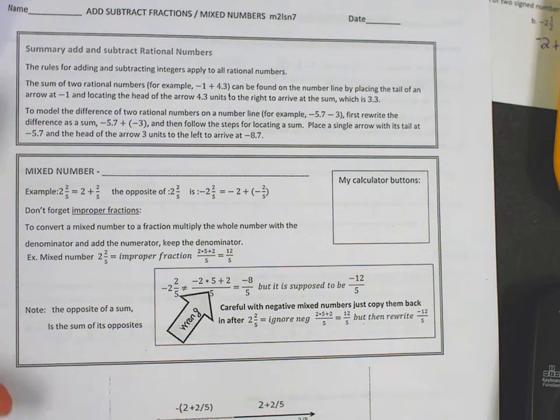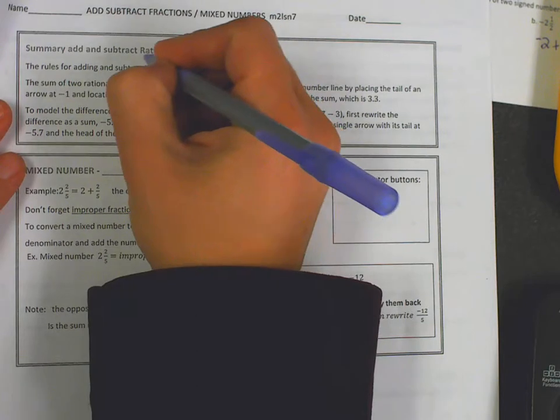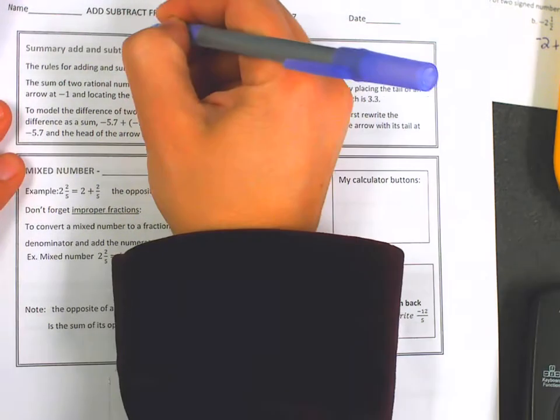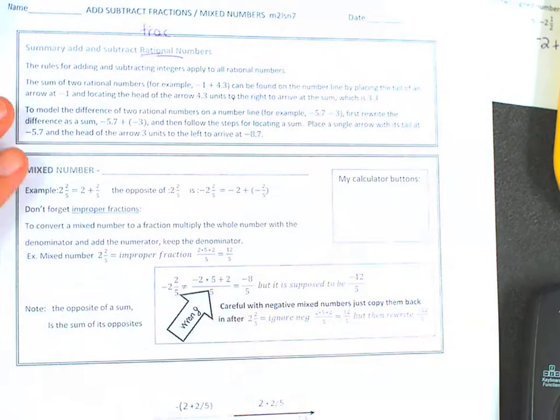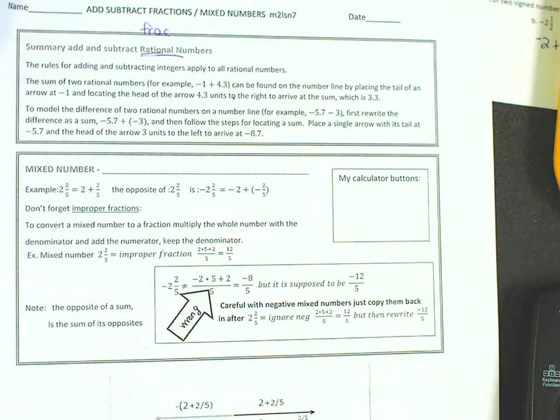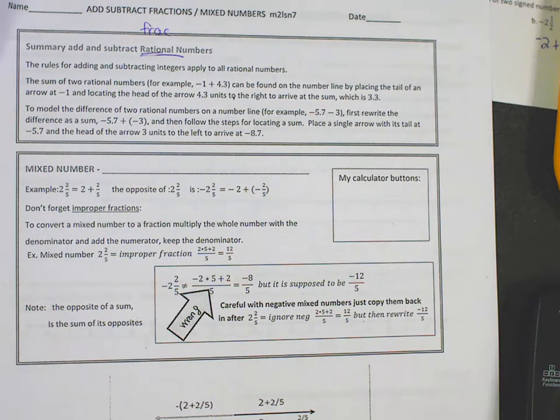Summary, adding and subtracting rational numbers. Rational numbers, remember, are numbers that can be written as a fraction. A decimal that ends or repeats can also be written as a fraction. The rules for adding and subtracting integers apply to all rational numbers. So everything we learned before, we're using now.